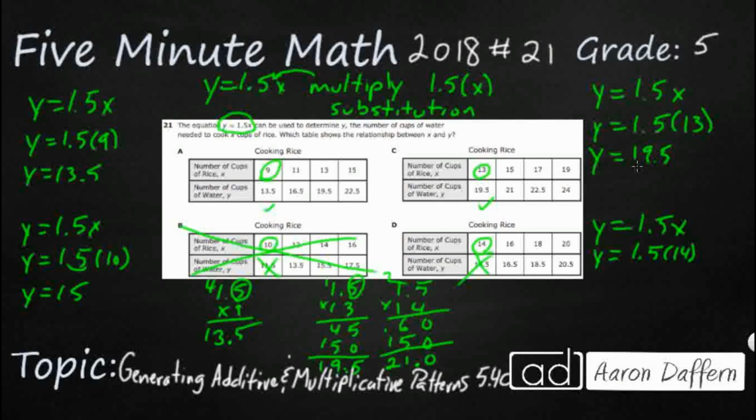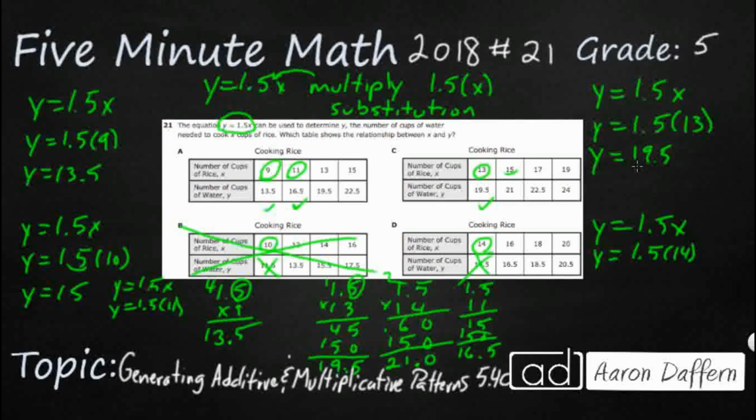So let me see. We are back to A and C. So let's check this next one right here. Let's check 11. Okay. So we're going to say y equals 1.5x. y equals 1.5 times 11. So let's see what 1.5 times 11 is. That's an easy multiply. That's 15 and another 15. So that's 16.5. So that's looking good.